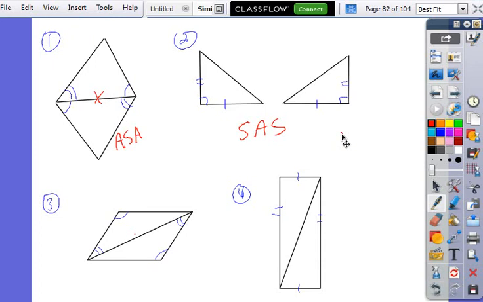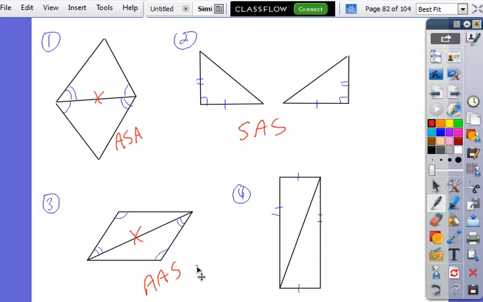What about number 3? Side, side, angle. Angle, angle, side. Why is it angle, angle, side? The side is not in between the 2 angles. Remember, we do not have the ASS rule. We cannot use that one. You got that, Victoria?